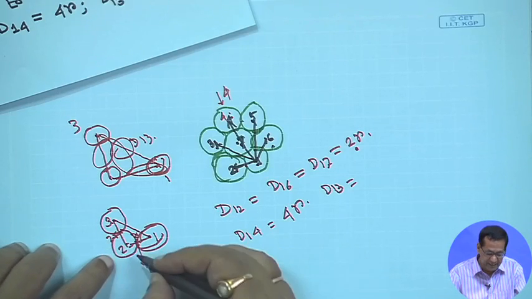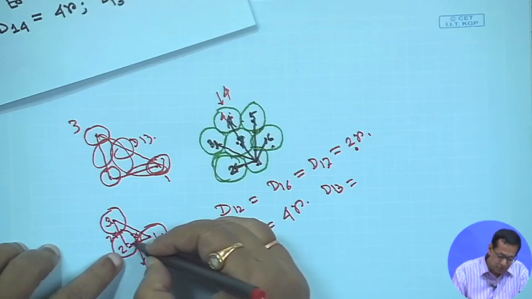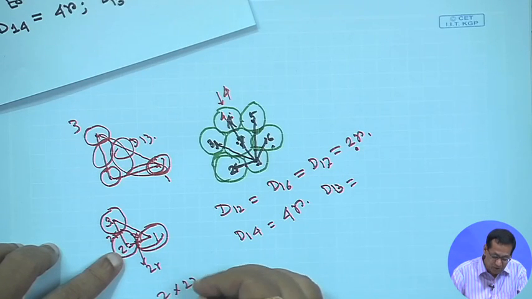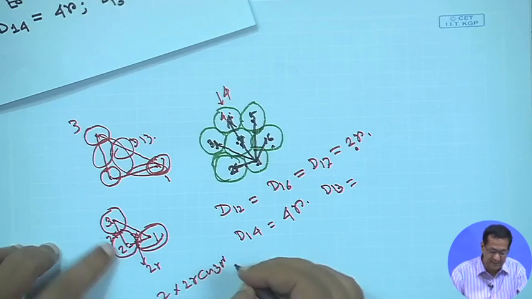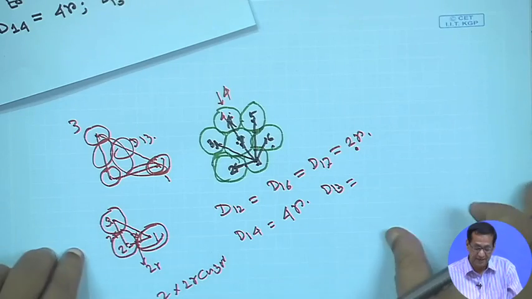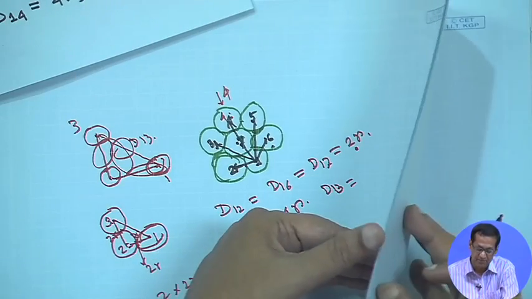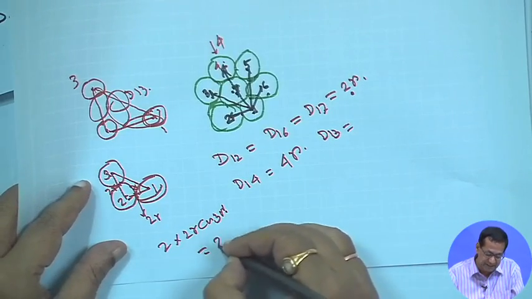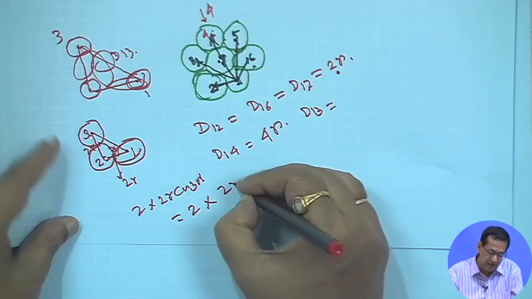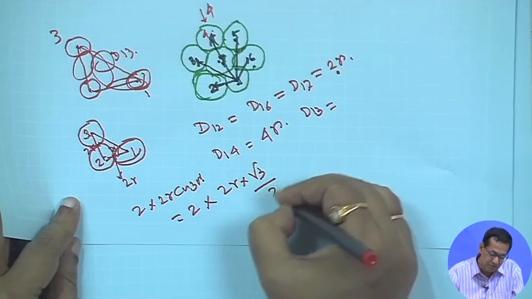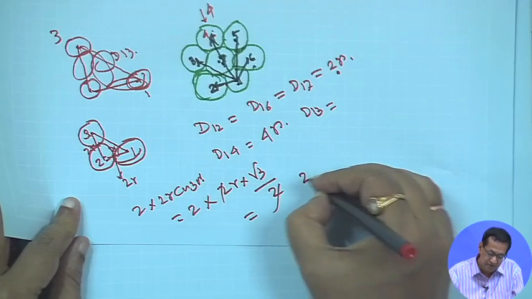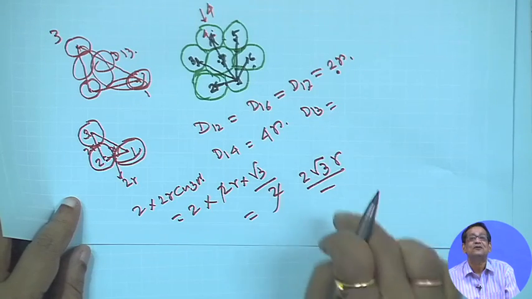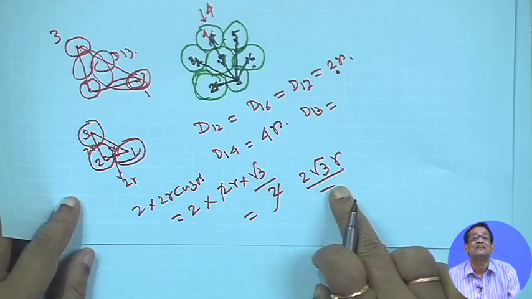So, here you take this projection: 2r cos 30 plus 2r cos 30, that means 2 into 2r cos 30 total for 1 to 3, right. Hold on, I will put it a little bit up. So, 2 into 2r cos 30, that is 2 into 2r into root 3 by 2, the 2 cancels. So, it will be 2 root 3 r. So, d13 will be your 2 root 3 r, right.